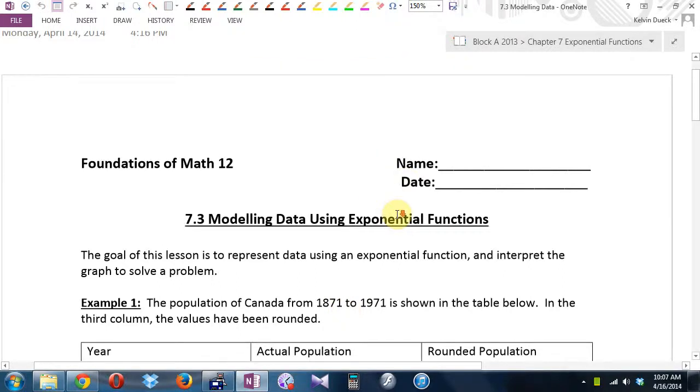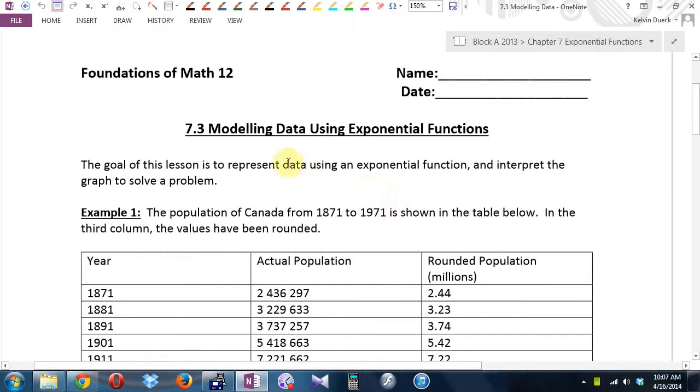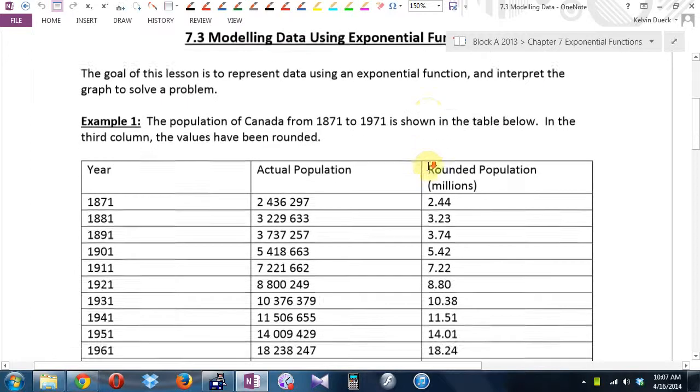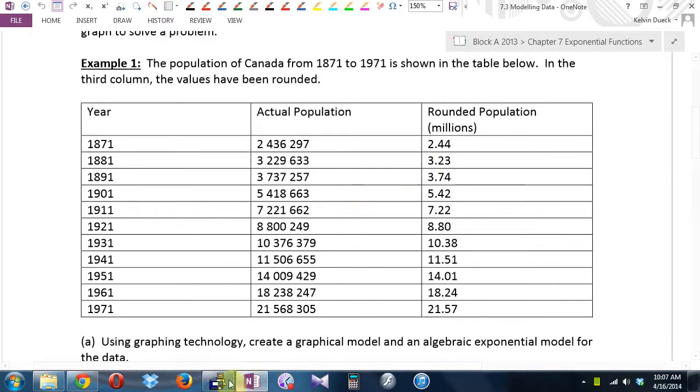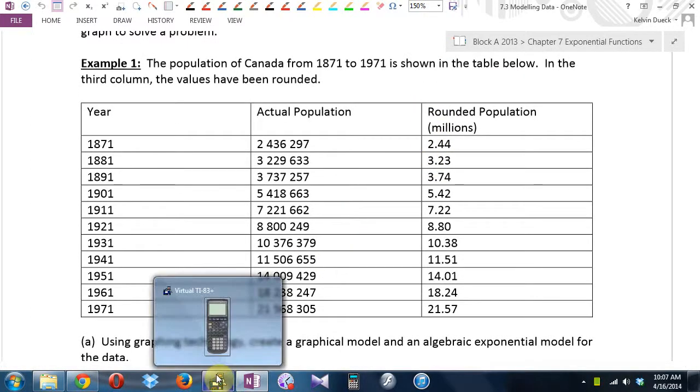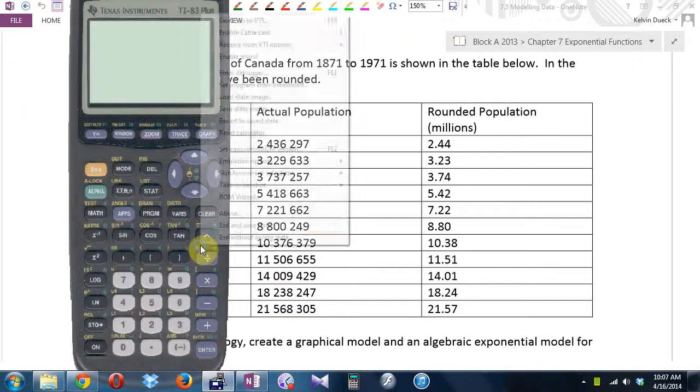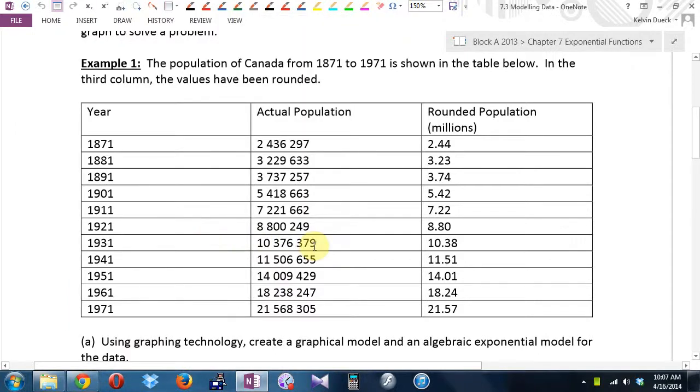Read along with me. It says this. So the goal of this lesson is to represent data using an exponential function and then interpret it. We'll use our graphing calculators to solve stuff. It says the population of Canada from 1871 to 1971 is shown in the table below.